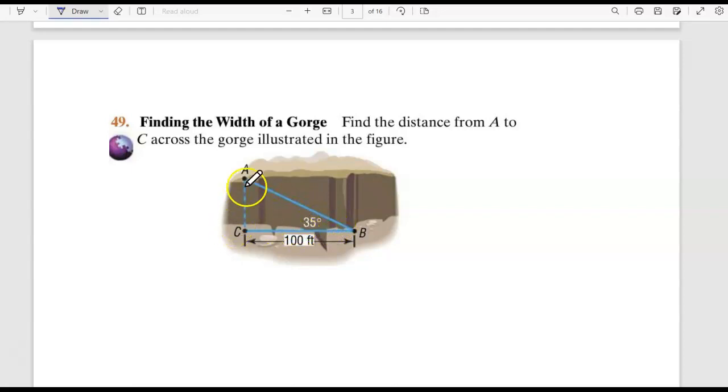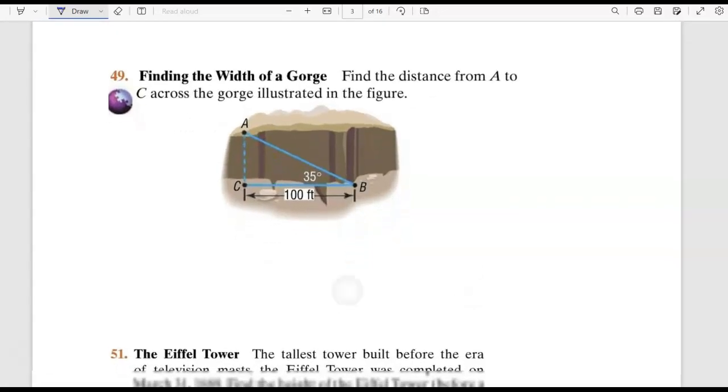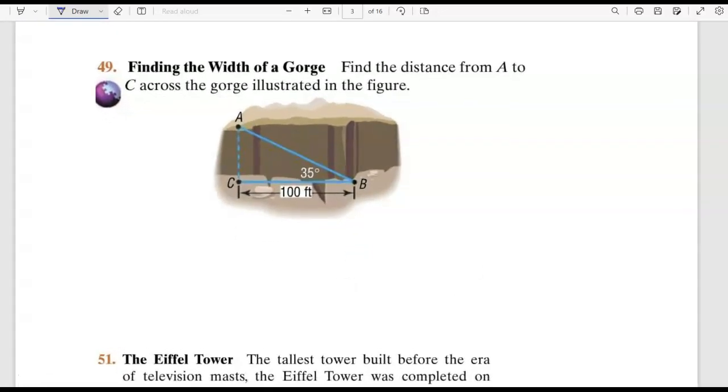We're trying to find the distance from A to C. So how long is this gorge? Or how wide is the gorge? So not really angle of elevation in this one, but we could still use some right triangle trig to figure that out. So I don't know what this side is. I'm going to call it side B.